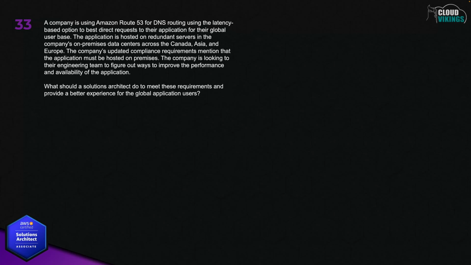33. A company is using Amazon Route 53 for DNS routing using the latency-based option to best direct requests to their application for their global user base. The application is hosted on redundant servers on the company's on-premises data centers across Canada, Asia, and Europe. The company's updated compliance requirements mention that the application must be hosted on-premises. The company is looking to their engineering team to figure out ways to improve the performance and availability of the application. What should the solutions architect do to meet these requirements and provide a better experience for the global application users?